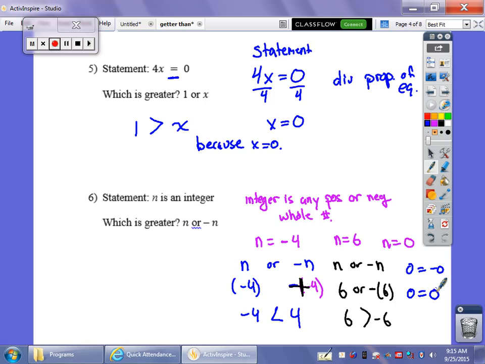So once again, with this one, we don't have enough information about n because it's an integer. It's that positive and negative aspect because it's n or negative n. We're not 100% sure whether n or negative n is greater, because if it's a positive number, n will be greater, but if it's a negative number, negative n will be greater. So take your time and work through the next set of these questions.